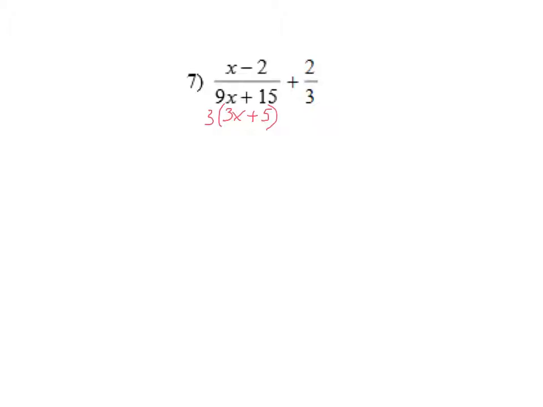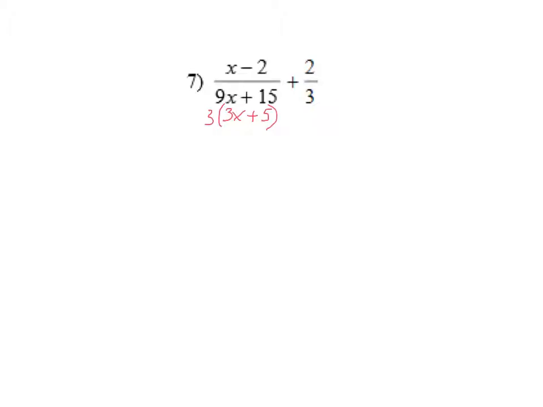Over here on the right side, as far as finding a common denominator, I need a 3. To cover both of those denominators, I'm going to have a 3 and a 3x plus 5. What's nice about factoring that 3 out right there is that it matches the 3 that this one needs. So they both already have a 3.